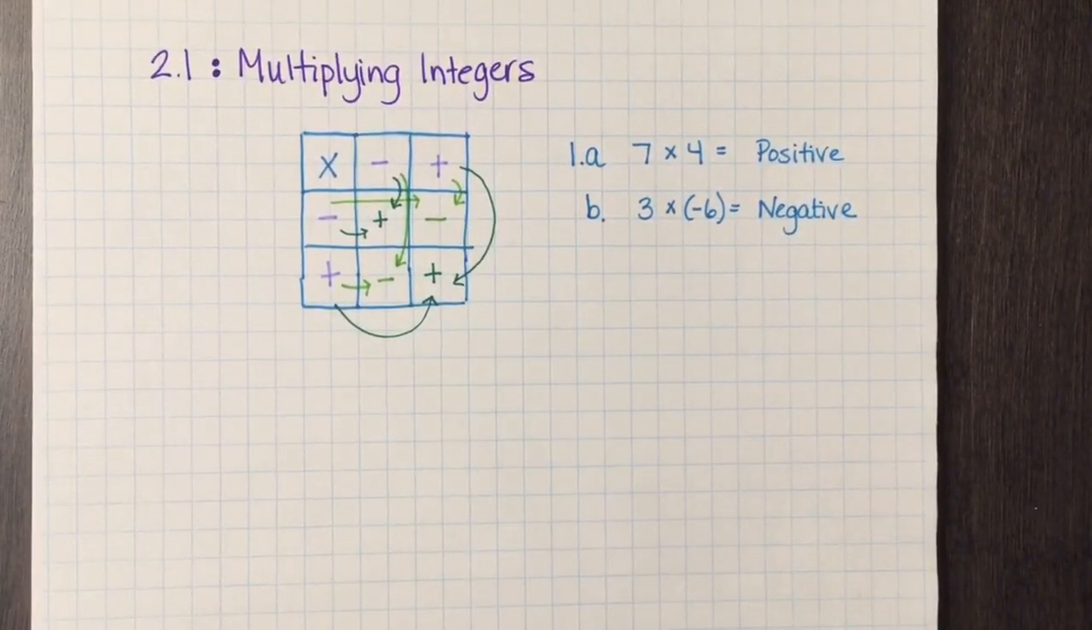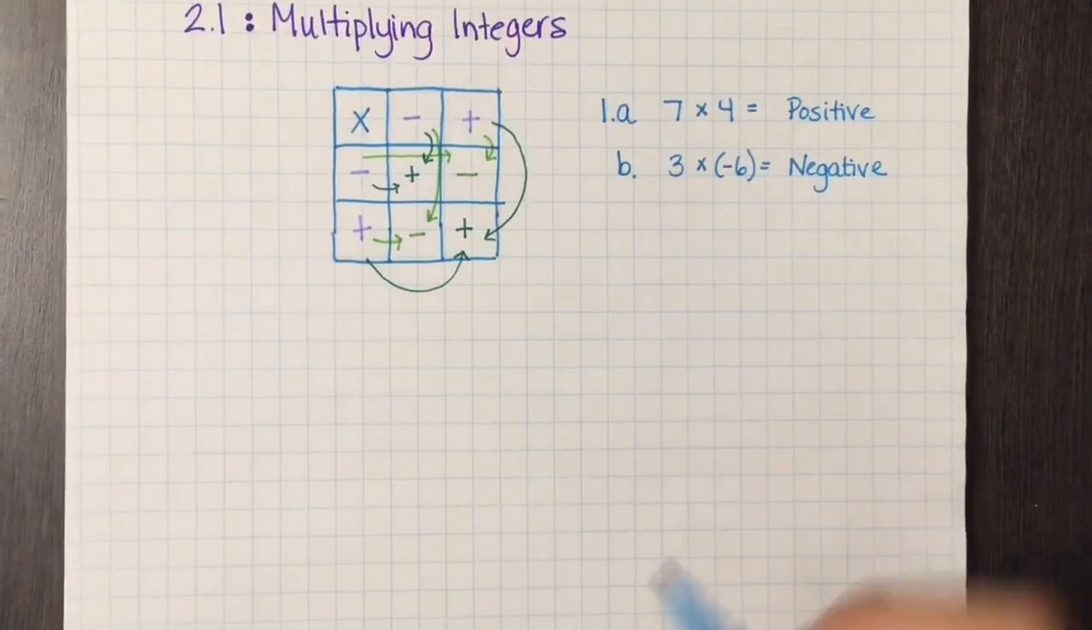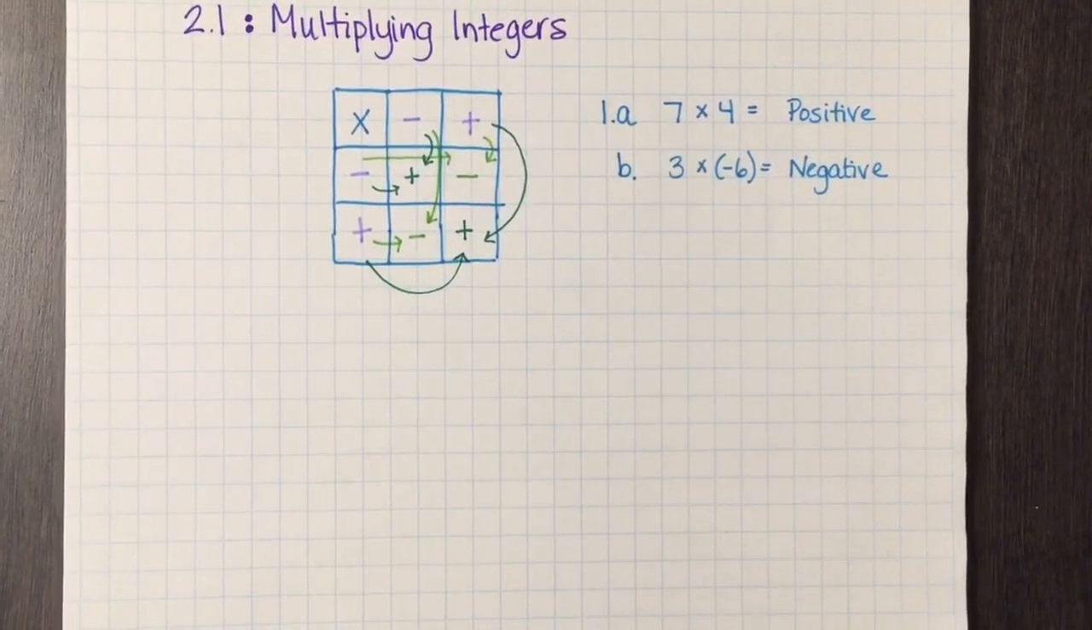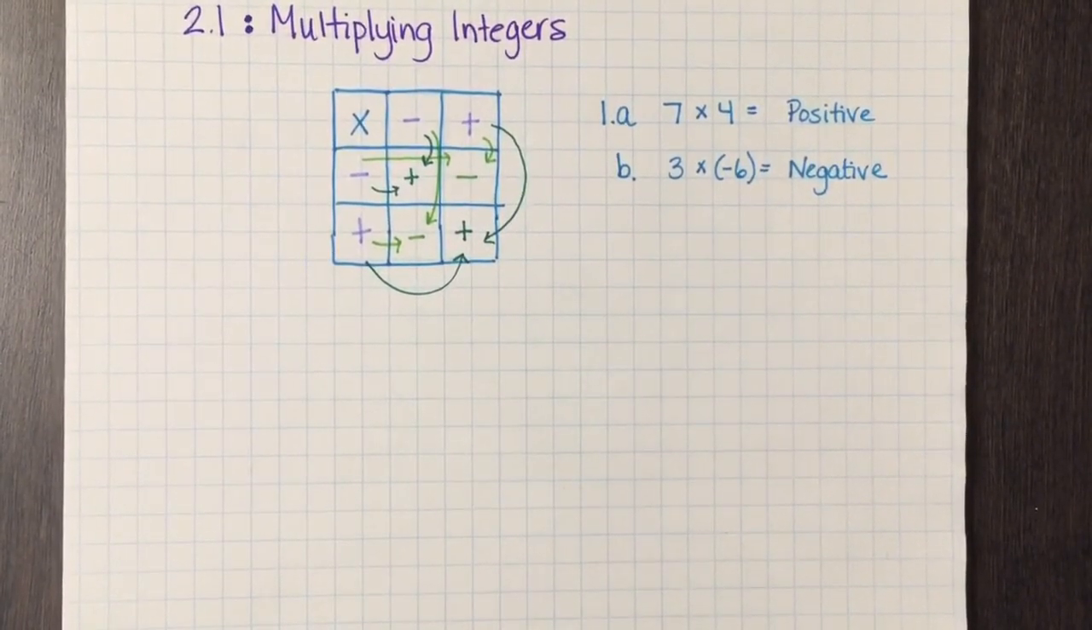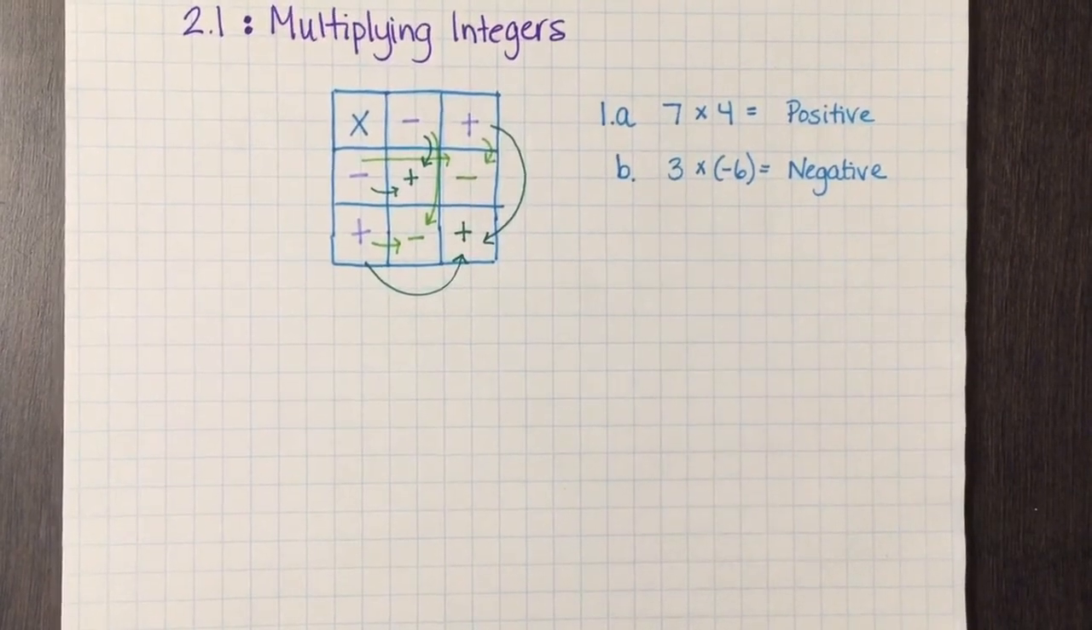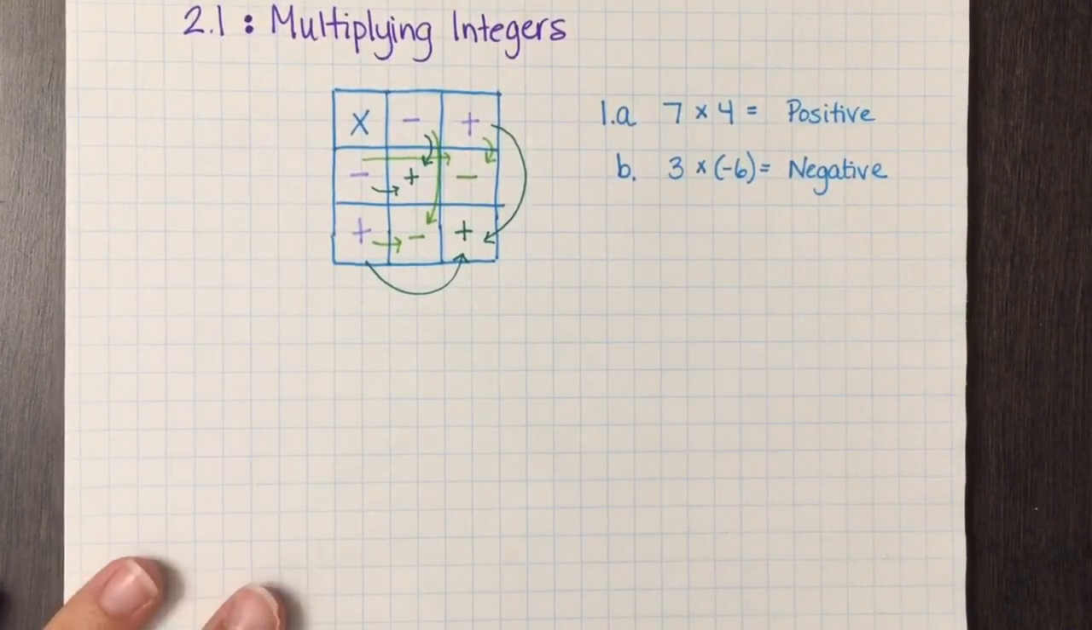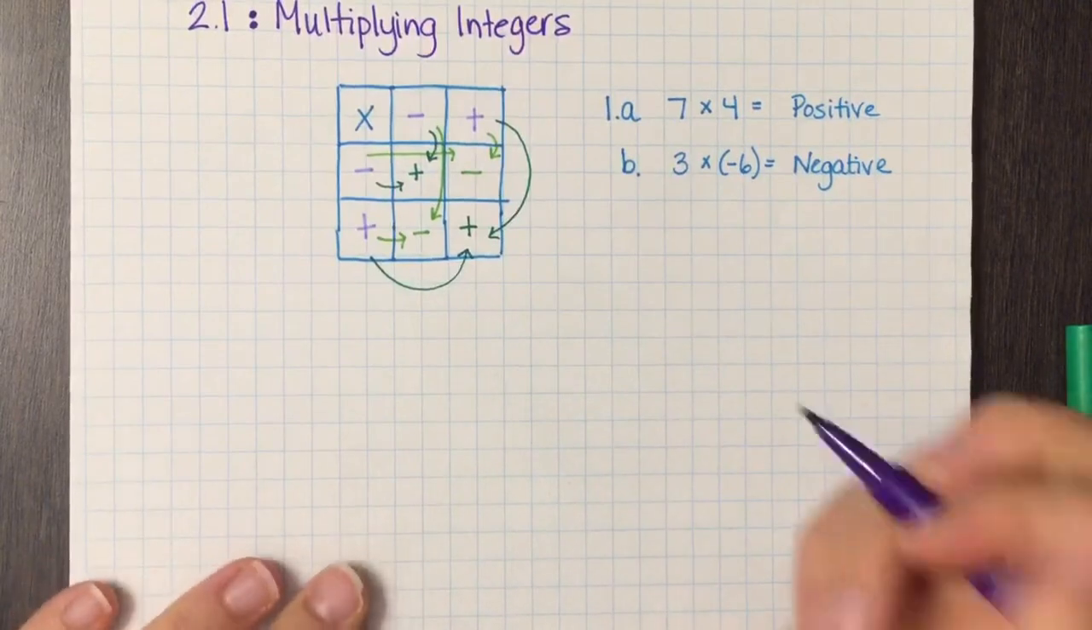So what I'd like you to do now is stop and try questions 1 and 2 on page 52. Once you've done that, check your answers on the key, and then let's take a look at, so far you're just looking at multiplying two integers together, but what happens if we want to multiply more than two integers together?